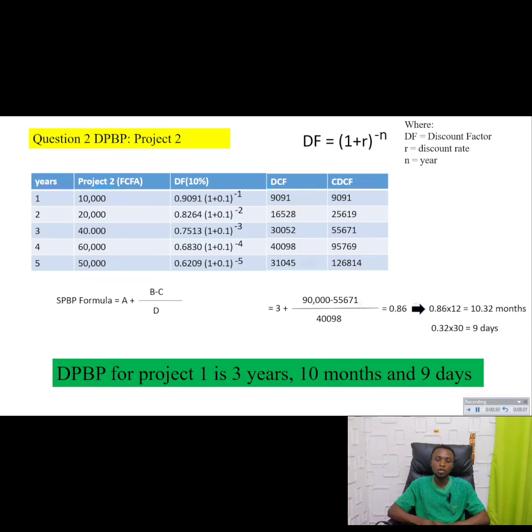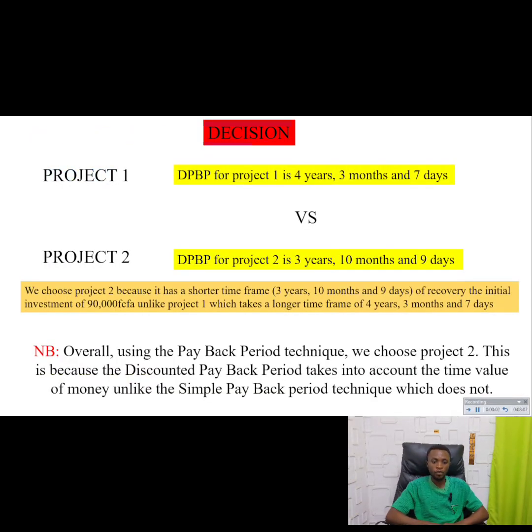Now let's move forward to deciding which project we are going to choose using the discounted payback period. Now our decision rule: it took us 4 years, 3 months and 7 days to realize our initial capital in project 1, and for project 2 it will take us 3 years, 10 months and 9 days. We are going to choose the project with the smaller payback period, because we are looking for something that will let us realize our capital faster. So with this discounted payback period, we are going to choose project 2.